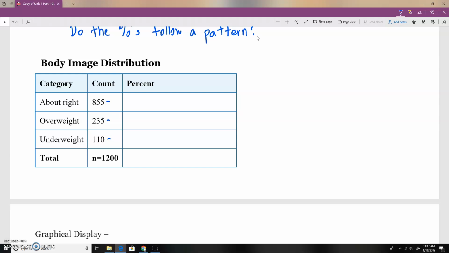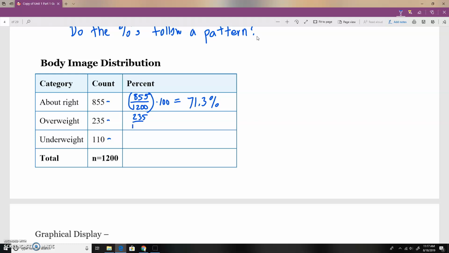Well, we want to go ahead and convert that to a percentage. If you do not remember how to convert to a percentage, the way we convert to a percentage is we take the number we got, in this case 855, we divide by the total, and then we multiply that times 100. Okay? So if we put this in our calculator and we multiply that one out, we would get 71.3%.